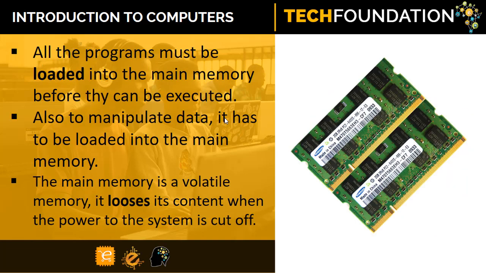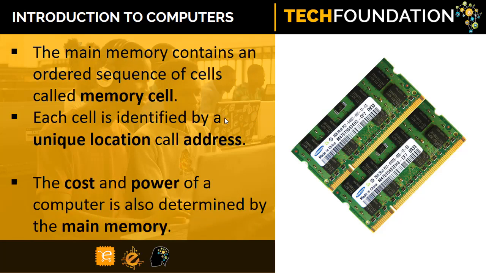The main memory contains an ordered sequence of cells called memory cells. Each of the cells is identified by a unique location called an address, and each cell is capable of storing a byte of data. So, for a system with a 4 gigabyte memory, there are approximately 4 billion of these tiny memory cells.